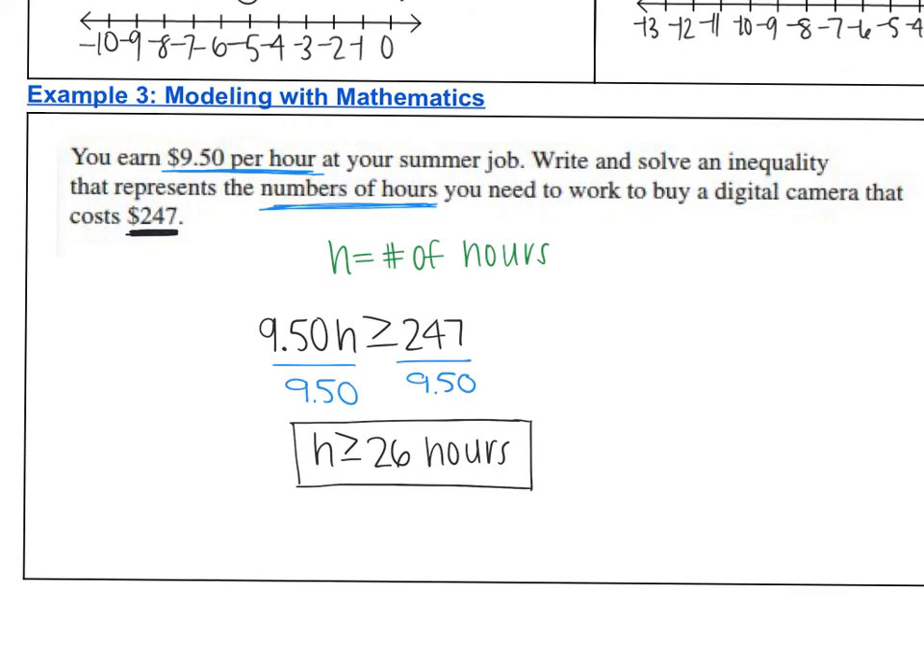So that is solving inequalities using multiplication or division. It's very similar to solving equations. The big difference is when you multiply or divide by a negative, you have to remember to switch the sign. That's the biggest thing that I want you to take away from this section. So that's it for 2.3, solving inequalities using multiplication or division.